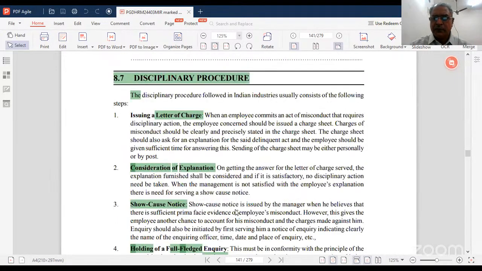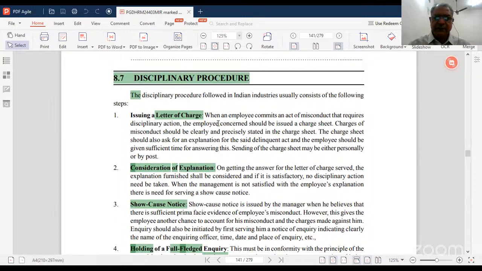And so, after learning all this, what will be the disciplinary procedure to be adopted? To bring out the discipline, what will be the procedure to be adopted? First, issuing of a letter of charge. Let the employee understand what fraud or discontentment he has committed, how he is misconducting, and what the disciplinary action is. That is the letter of charge.